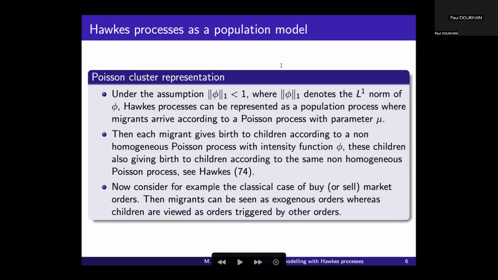And I'm going to give you the example of finance, but why do we like this interpretation in finance? Because often we like to consider in finance that there are two types of transactions, two types of orders. You have the people that buy or sell an asset just because they have a fundamental reason to. So these people come randomly on the market. They come from time to time, they buy and they sell. So these are the migrants, basically.